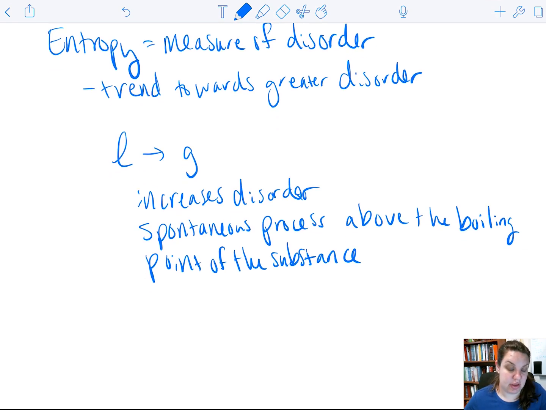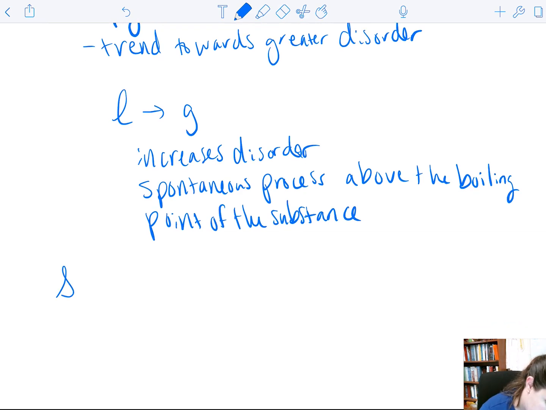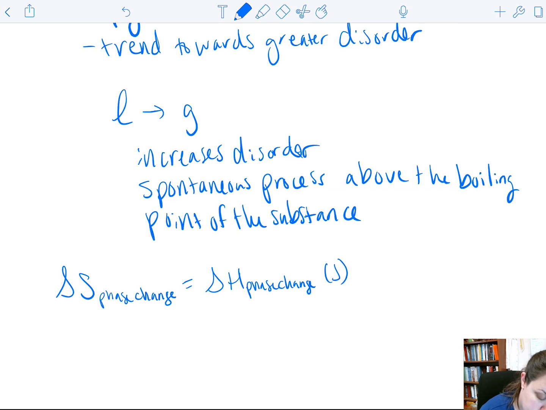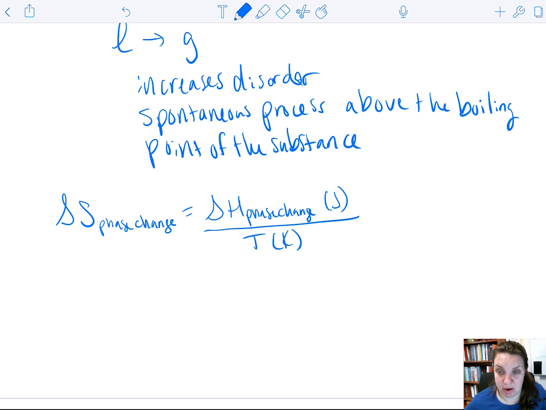We're going to look at the change in entropy for phase changes. We look at that change of entropy of a phase change by taking the enthalpy of that phase change in joules divided by the temperature in Kelvin. Okay? And if we have a delta S that is positive, that is going to be a favored process. And depending on temperature, it could in fact be a spontaneous process almost always.